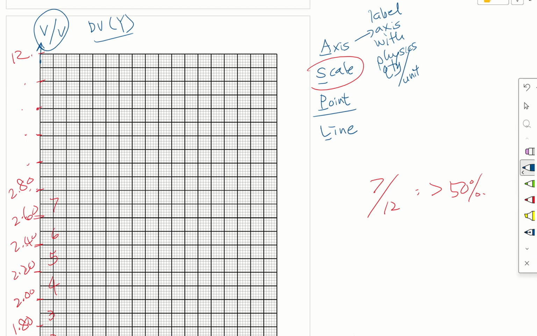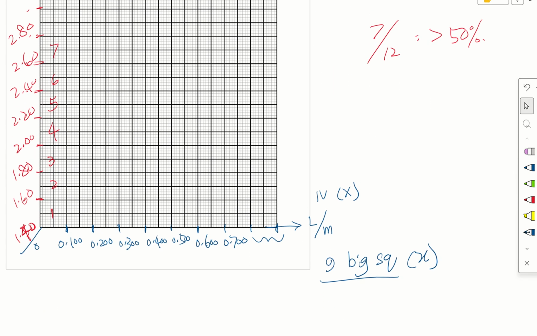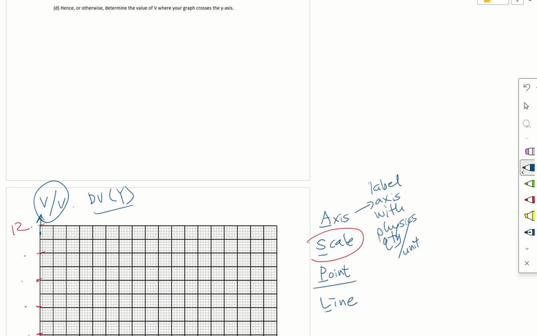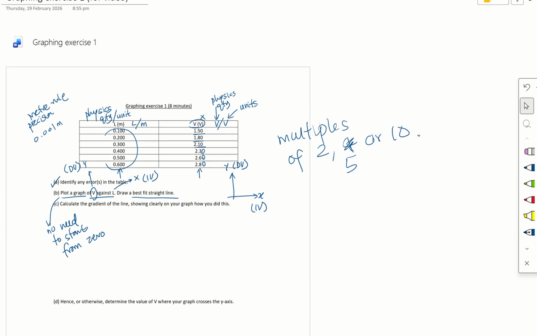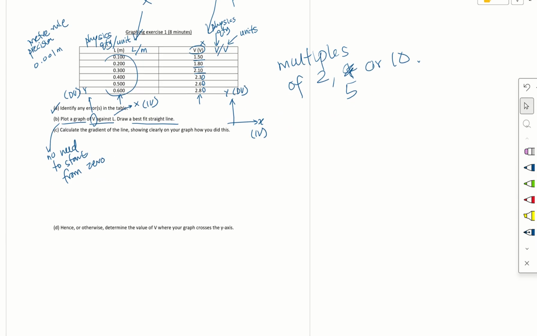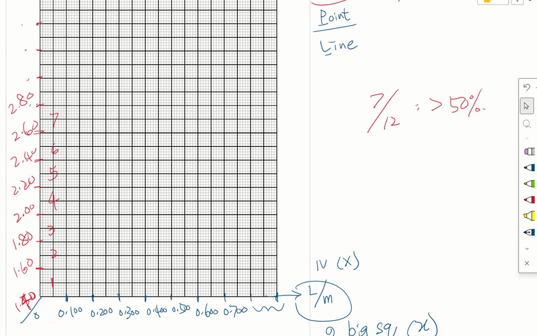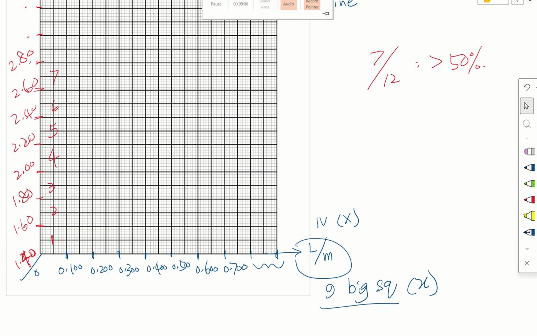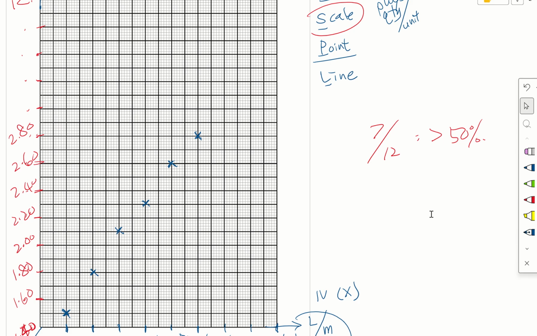Plotting of the points should be easy, because once you have identified that this is your x and this is your y, right? And usually I will put here my L is my x and this is my y, so it will not go wrong. So after that, I will do my plotting. Okay, I have plotted all the points.